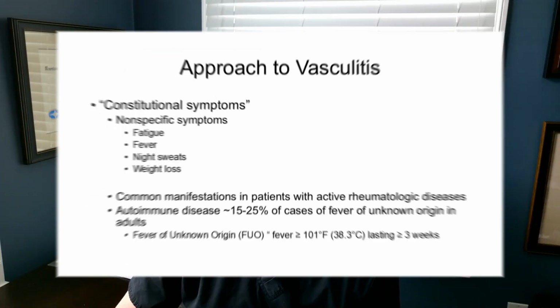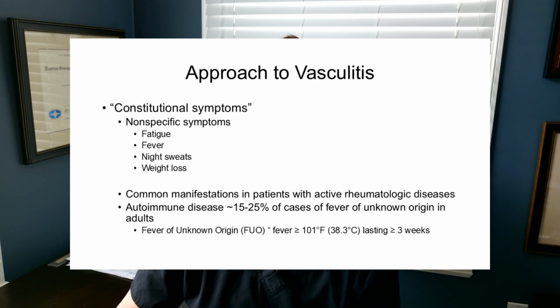So if the person's presenting after that typical 2 to 3 week course and it's still persisting, then we'd worry more about systemic disease. To decide if this is a systemic process, we should start by asking the patient if they have any constitutional symptoms. So constitutional symptoms includes things like fatigue, fever, night sweats, weight loss. These can be signs of chronic infections. They can be signs of chronic autoimmune diseases. So if the patient is positive for this review of systems, then we know we should probably look a little bit deeper. Autoimmune diseases are actually 15 to 25% of cases of fever of unknown origin, which is defined as having a temperature greater than 101 lasting greater than 3 weeks.